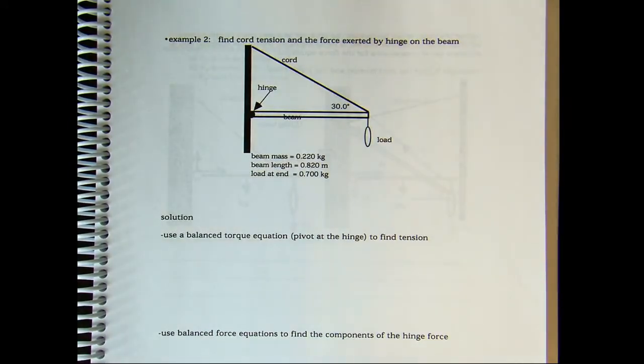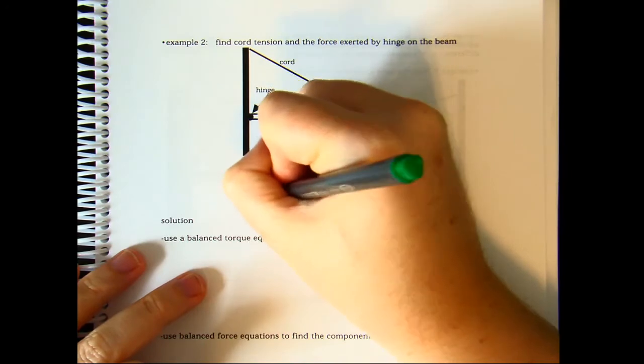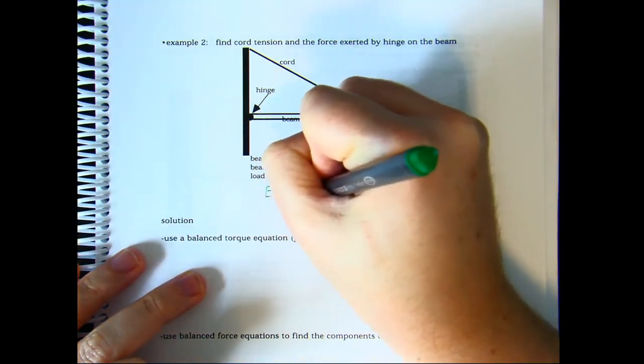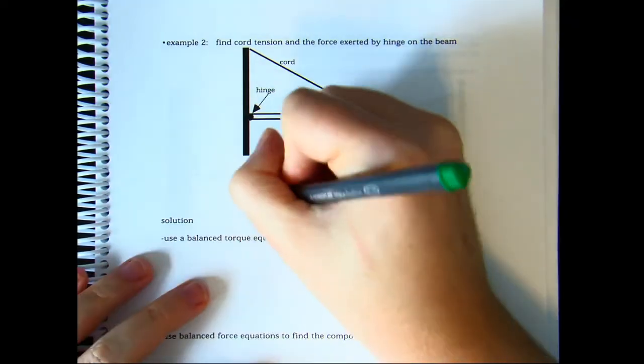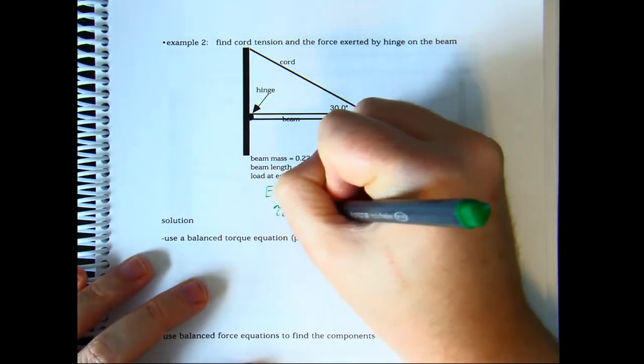So for this particular problem, we want to find the cord tension and the force exerted by the hinge on the beam. So what's actually going on here? The way that the book outlines the solution for us, again, this thing's not moving, and so the implication here is that this thing is in equilibrium. If this thing is in equilibrium, we've got a few things. We know that the torques clockwise are equal to the torques counterclockwise.